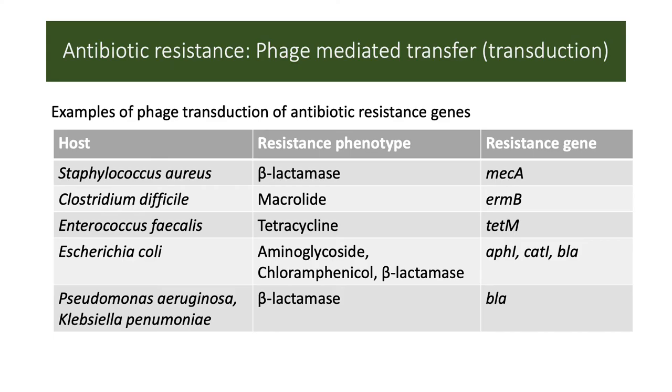Another example is Clostridium difficile, which can express macrolide resistance as a result of acquiring the ERMB antibiotic resistance gene. And there are also more examples for other bacterial species such as Enterococcus faecalis, Escherichia coli, Pseudomonas aeruginosa, and Klebsiella pneumoniae.